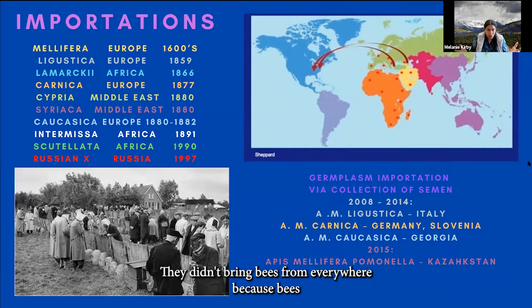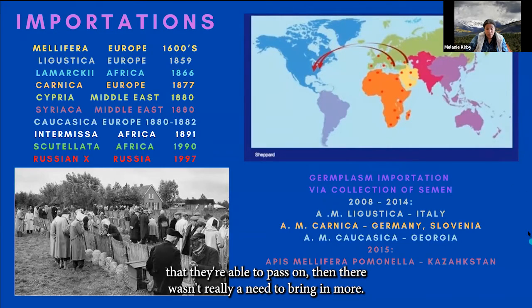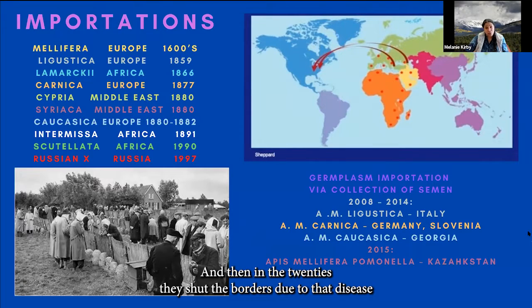They didn't bring bees from everywhere because bees were already starting to proliferate here on the continent. If they were doing well in adapting, right, creating new stories, creating new memories that they're able to pass on, then there wasn't really a need to bring in more. But then with steamships, they thought, well, let's bring in some more because it's a little bit easier now. And then in the 20s, they shut the borders due to that disease. And that law is actually still on the books. So by law, nobody can bring in live bees from other countries.